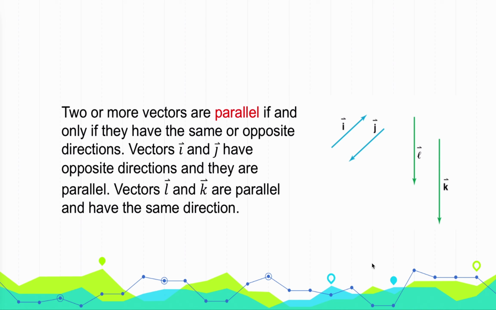Two or more vectors are parallel if and only if they have the same or opposite directions. Vectors i and j have opposite directions and they're parallel. Vectors l and k are parallel and have the same direction.